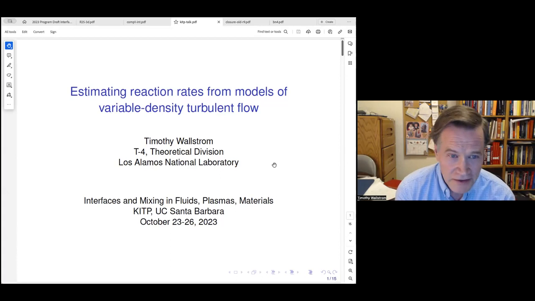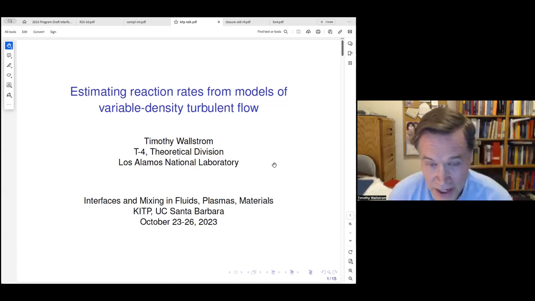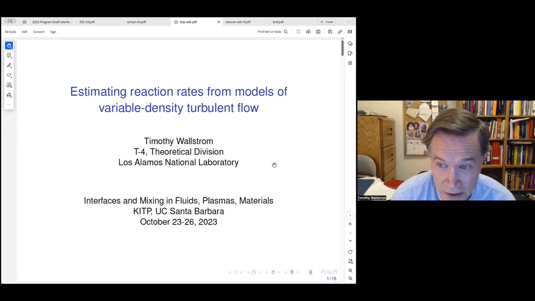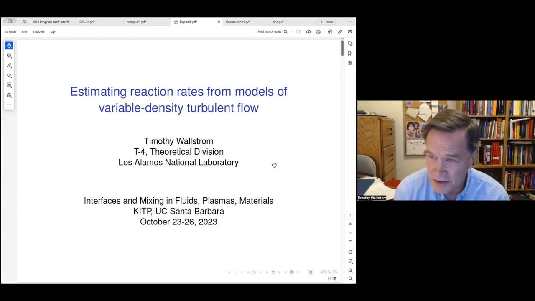So my talk is on estimating reaction rates from models of variable density turbulent flow. More generally, the question is, suppose you're simulating a fluid with averaged models which propagate certain moments, but what you're interested in involves a different moment. What do you do about that?